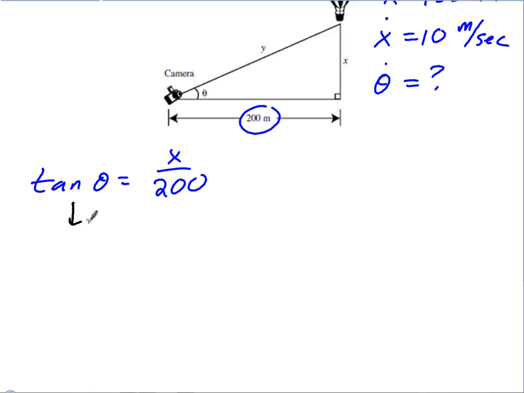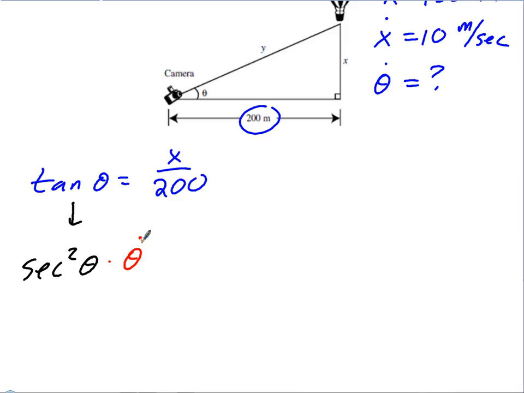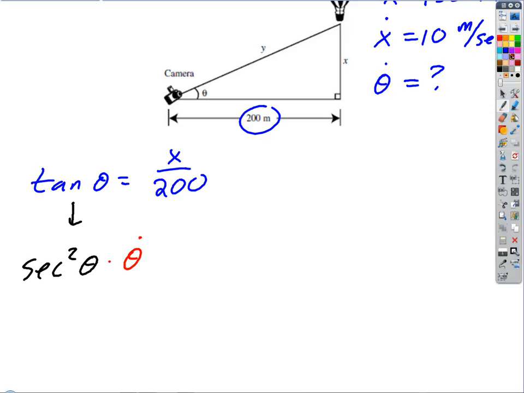Okay, good, because first I've got a tangent of something. The derivative of tangent is secant squared of something, times theta dot, sure. If I look inside the tangent, I've got a theta, and the derivative of theta with respect to time is my theta dot. Okay. On the other side, do I need the quotient rule? No, I don't. I mean, I could, but it's going to be a big waste of time. How come I don't need the quotient rule there?